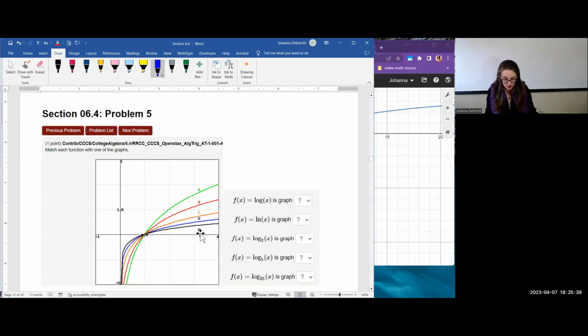So for here, if I'm looking at graph E on the graph, I'm looking for the largest base. So I come over here and I look at my list. This just says log, so it must be base 10. Natural log is base e, which is about 2.7-ish. And I have a base 2, a base 5, and a base 25. Well, the largest base has to be the most vertically compressed. So this has to be graph E. And then the next most vertically compressed would be D. And the next largest is log base 5. So this has to be D.